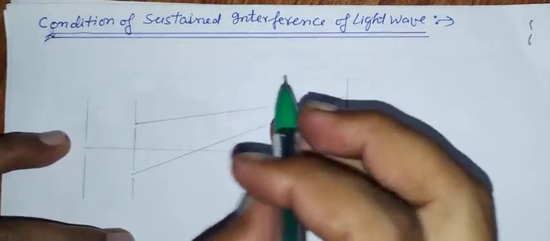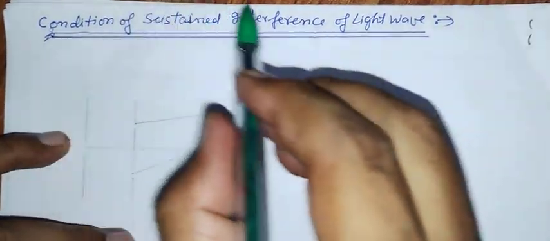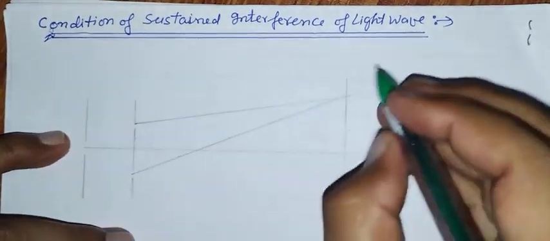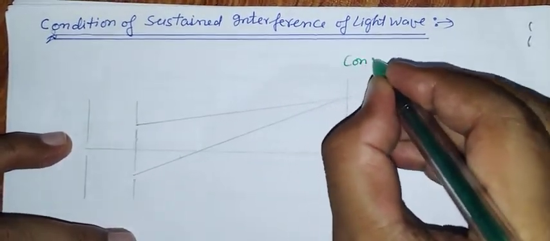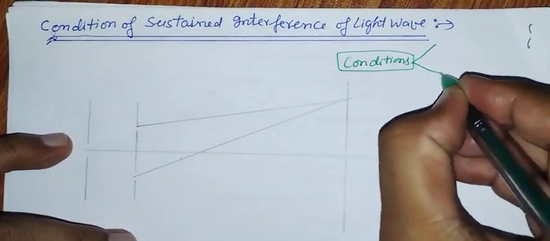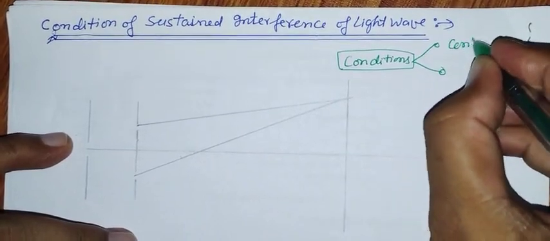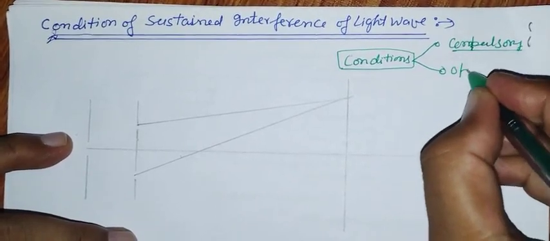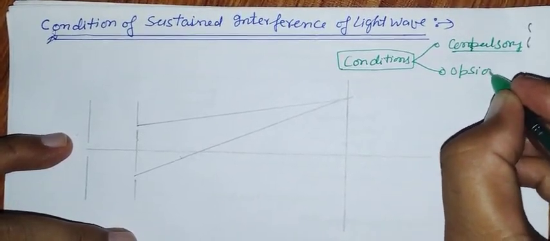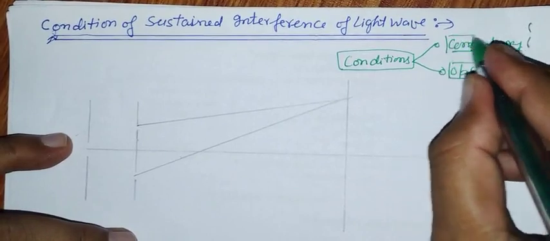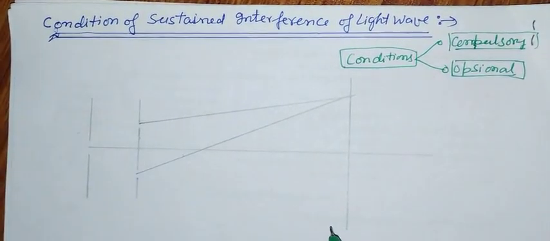Hello everyone. We are going to see what are the conditions for interference of light waves. Here in this topic we will see two types of conditions: one is the compulsory condition, and another is the optional condition. So let us see what the compulsory conditions are and what the optional conditions are.